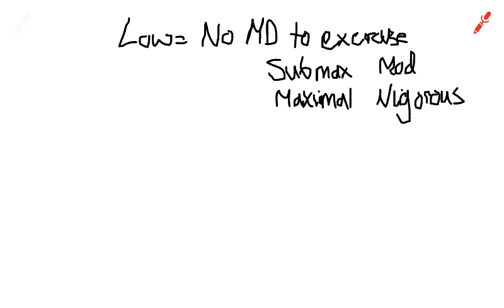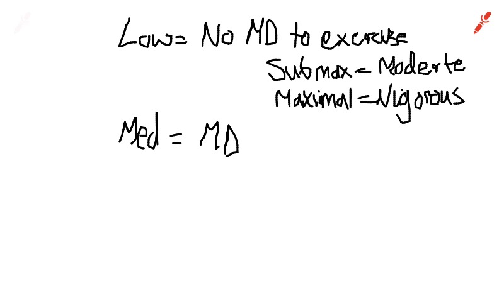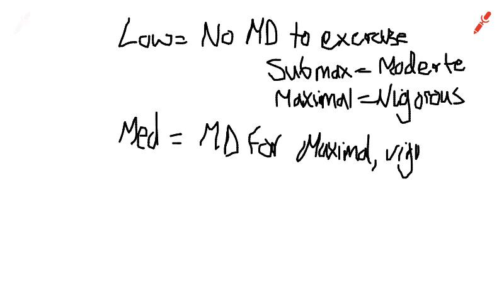Now, the cool thing about these is these essentially mean the same thing. Submax means moderate, maximal means vigorous. Now, if you're medium risk, if you have 2 or more risk factors, you need an MD's approval to watch you during maximal exercise. Or you need a physician's approval for maximal. And you also need a physician's approval for vigorous, since maximal technically means vigorous. You do not need a physician for moderate exercise.